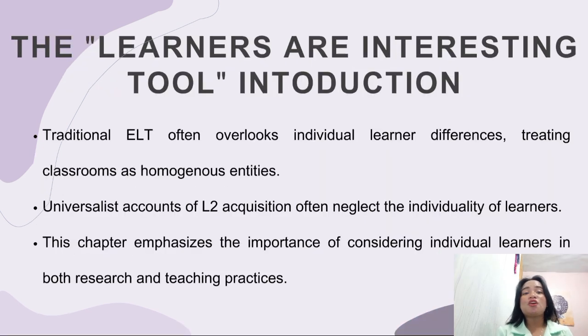Introduction to the learners as an interesting tool. Traditional English language teaching, or ELT, often overlooks individual learner differences, treating classrooms as homogeneous entities. Universalist accounts of second language acquisition often neglect the individuality of learners. This chapter emphasizes the importance of considering individual learners in both research and teaching practices.